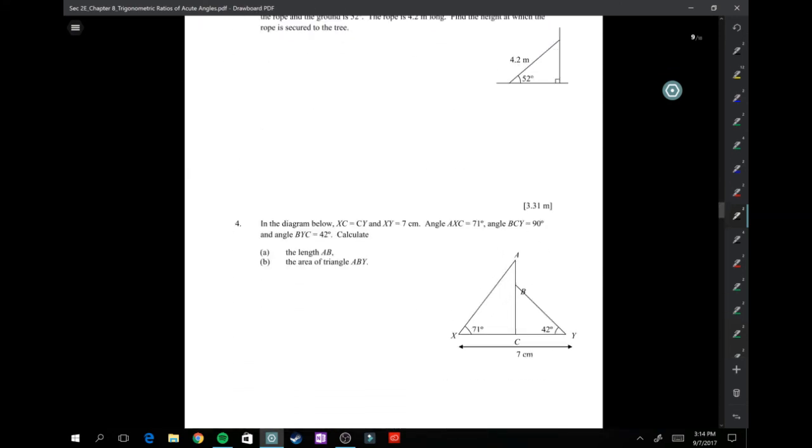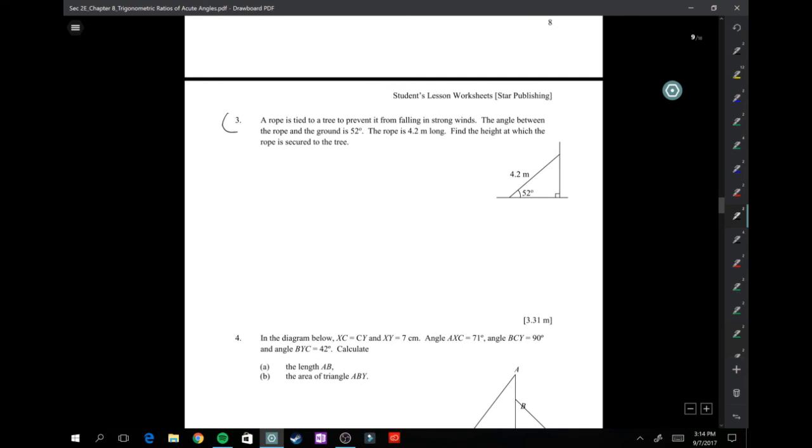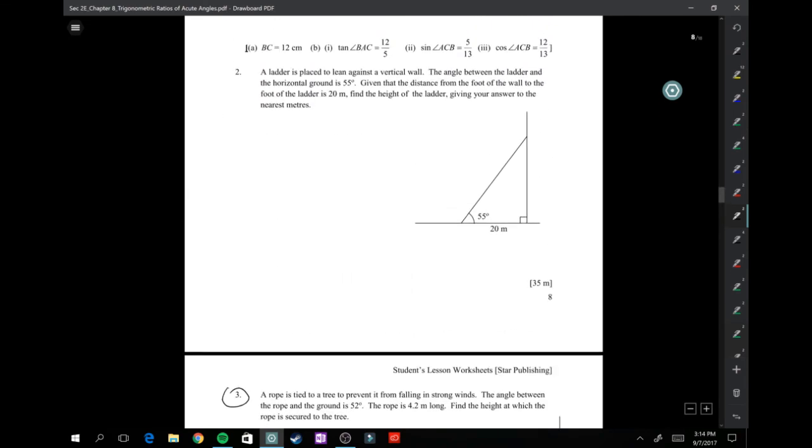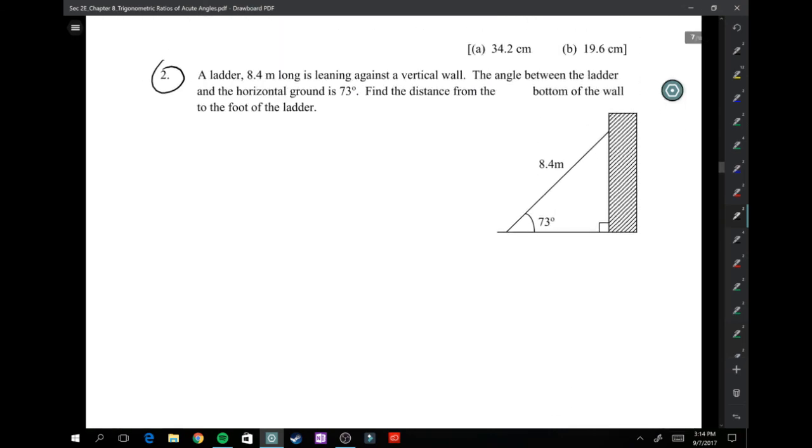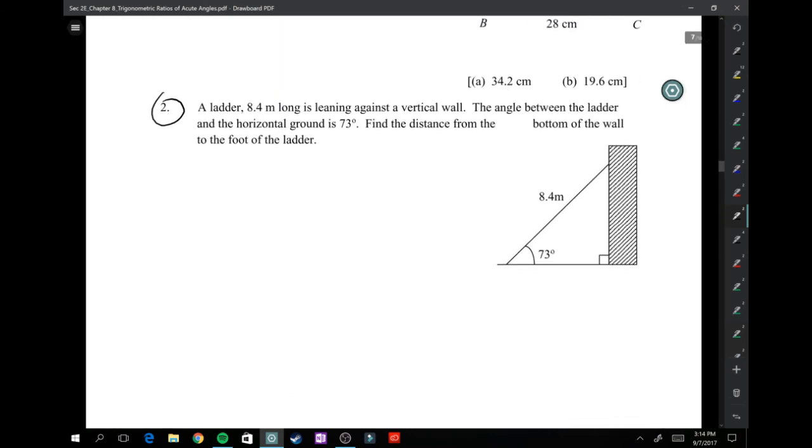Question 3 is slightly challenging, and question 2 as well. So let's tackle these 3 questions, and then we can call this video a day. Now, find the distance from the bottom of the wall to the foot of the ladder. Take 30 seconds to read this question to understand what's happening. They want from the bottom of the wall to the foot of the ladder.